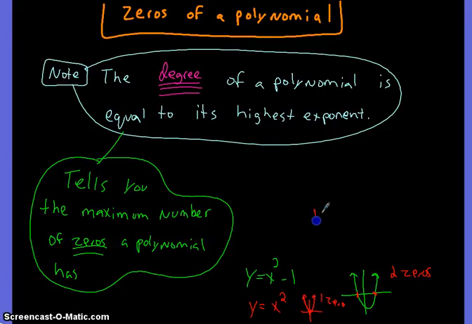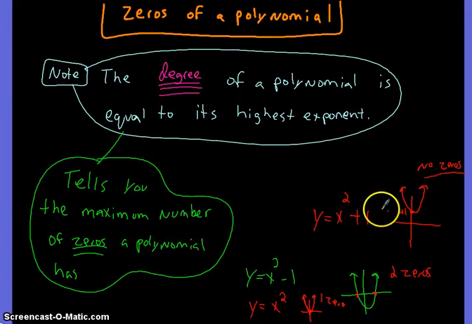And for that matter, I could give you y equals x squared plus 1. And that graph is this one, where it meets there at positive 1. And this graph doesn't have any zeros at all, because it never actually crosses the x-axis. So it has no zeros. So again, our degree says it can have at most 2, but it may not have any at all.